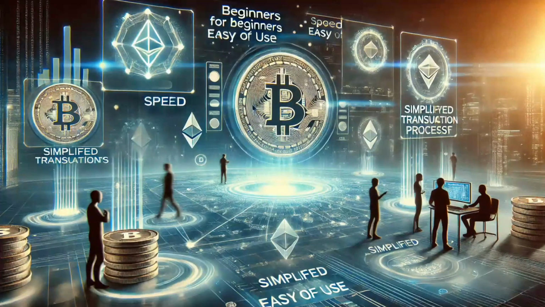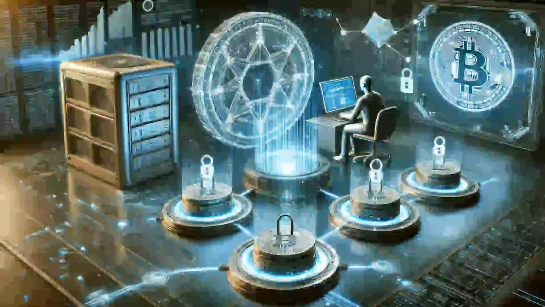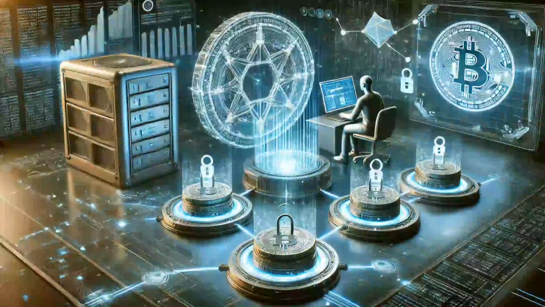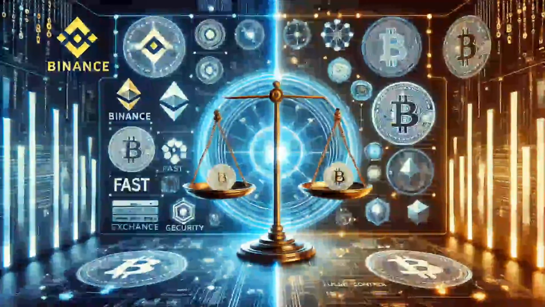Final thoughts: centralized crypto systems are great for beginners and those who prioritize speed and ease of use. Decentralized crypto systems are ideal for users who value security, privacy, and full control over their assets. What do you prefer? Centralized exchanges like Binance or decentralized platforms like Uniswap?